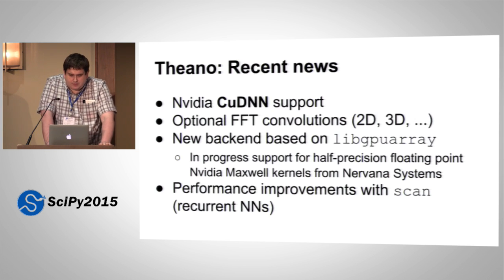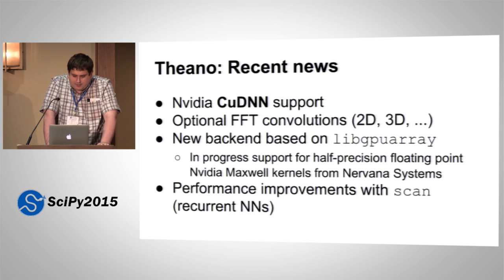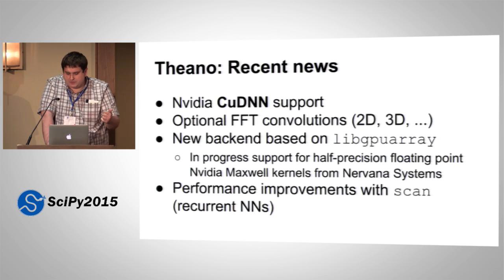Other things that are less recent: cuDNN support from NVIDIA. You can do convolutions with FFTs now. There's a new backend, and if you want to do really, really fast stuff, you can do half-precision floating point, things like that, and improvements for recurrent nets.